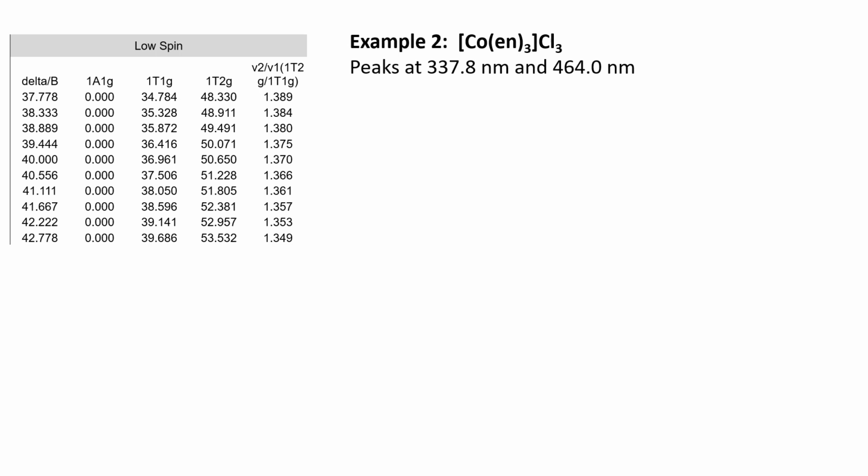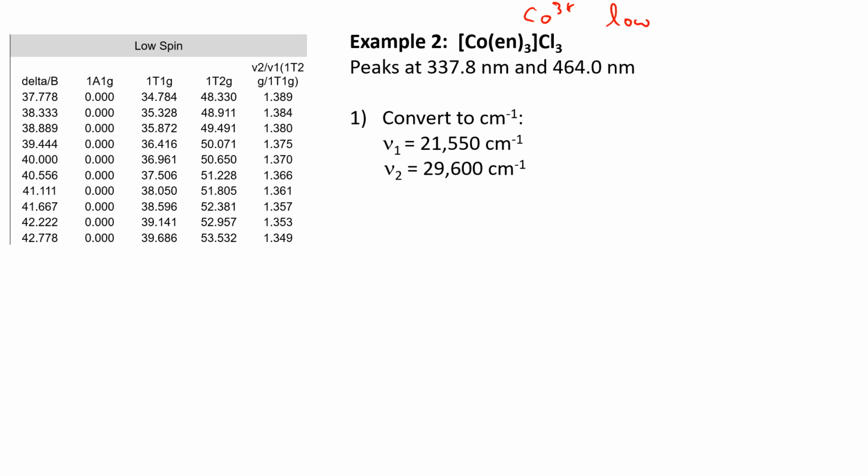The problem we'll work then is a cobalt complex. So this is a cobalt. If you look at the formula, it's cobalt 3+. And you'll see ethylenediamine is a reasonably strong field ligand, so we expect this to be low spin, especially for cobalt of all of the metals, right? So low spin d6 metal complex.